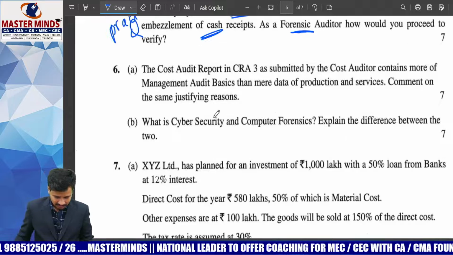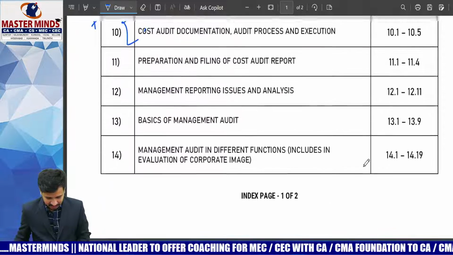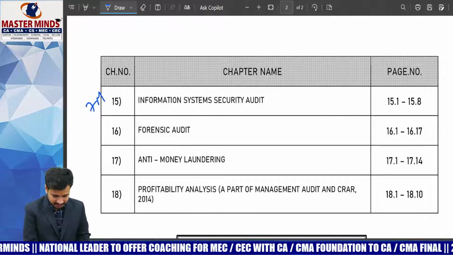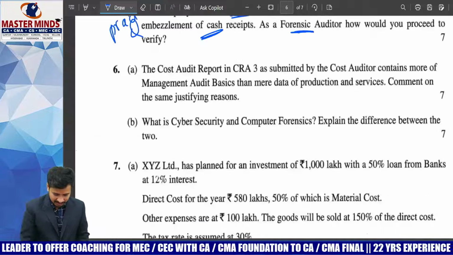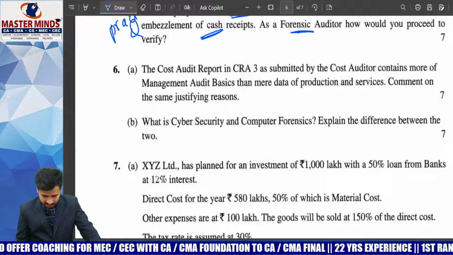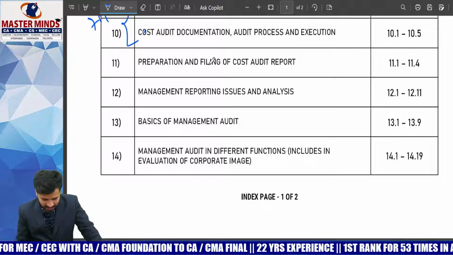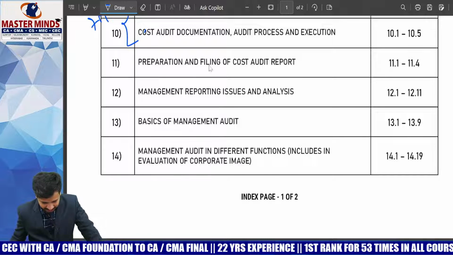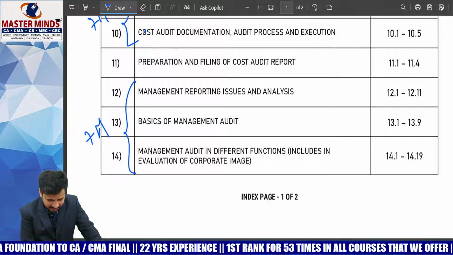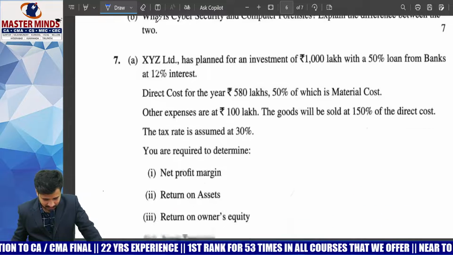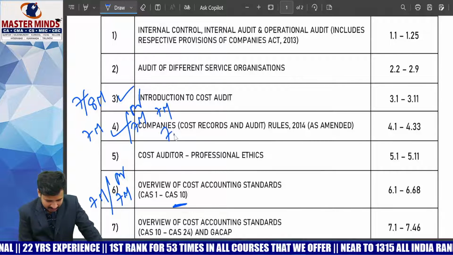And moving on to the next thing, CRA 3 and cyber securities forensics. From ESA he has 7 marks, information systems audit. And CRA 3 again no, CRA 3 management audit basics, yes, which is relating to management audit in different functions, evaluation of corporate image and management reporting issues and analysis. From this he is asking 7 marks. And this is a pure problematic, again from CRAR, another 7 marks.